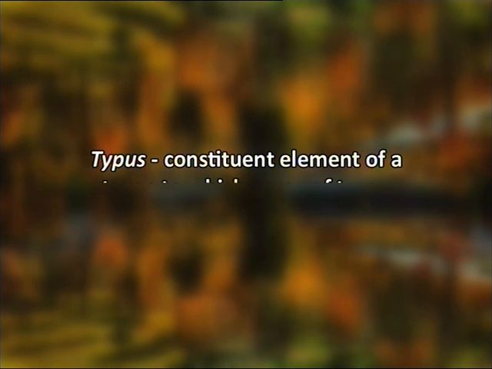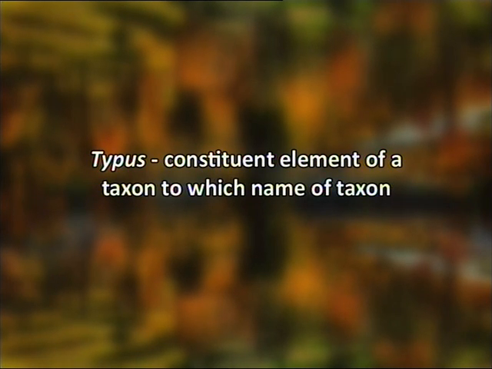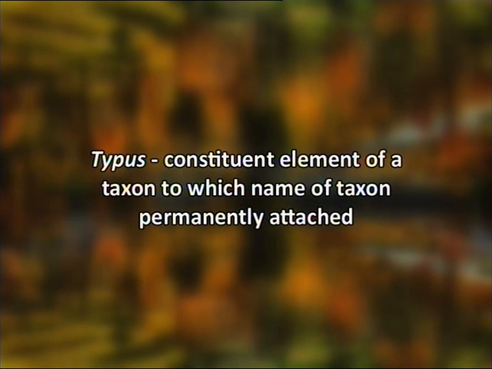Describing species and infraspecific taxa and determining type specimens for them is part of scientific nomenclature. The type need not be the most typical member of the group to which it belongs. It only fixes the name of a particular taxon, and the two are permanently associated. Hence, a type or typus is that constituent element of a taxon to which the name of the taxon is permanently attached, whether as a correct name or a synonym.